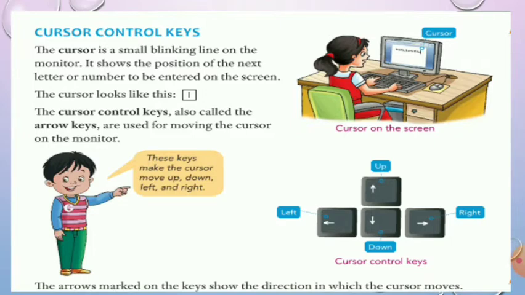The cursor control keys, also called the arrow keys, are used for moving the cursor on the monitor. These keys make the cursor move up, down, left and right. So children, you can see here there is the picture of cursor control keys. We can also say it arrow keys. The arrow marked on the keys shows the direction in which the cursor moves, that is up, down, left and right. And also I will explain this through the video.